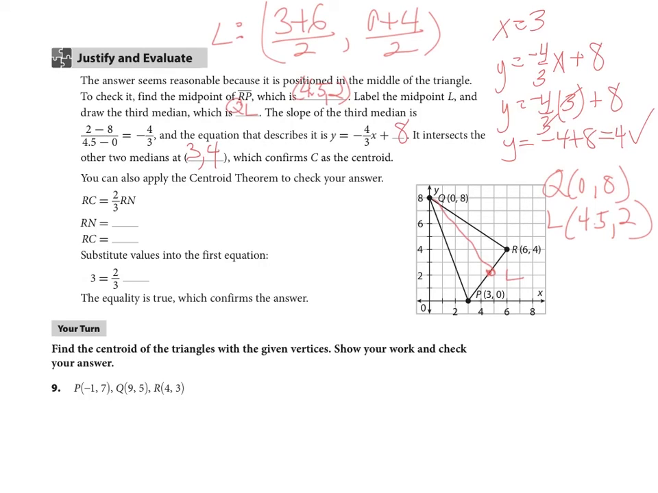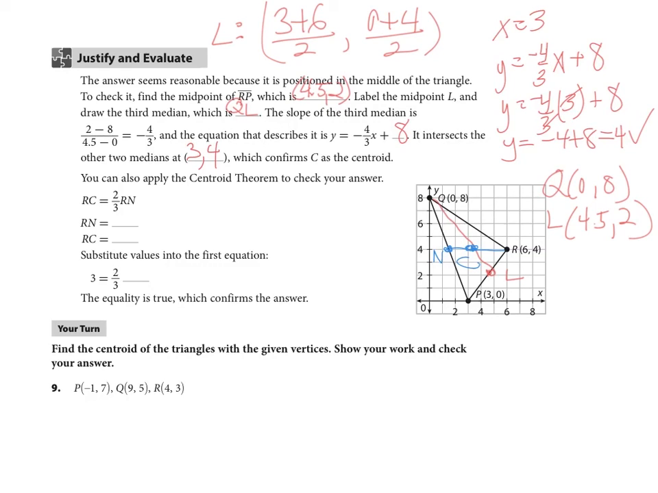The other thing that we can do is apply the centroid theorem to check your answer. So if we talk about this median that we know is coming across here from point N, which is (1.5, 4), remember, to the vertex opposite it, and then through the point C right there, which is (3, 4). We know that the centroid theorem says that RC, which is this long distance of the centroid, is supposed to be 2/3 of the entire length of RN. Remember, N is that midpoint there of that side.